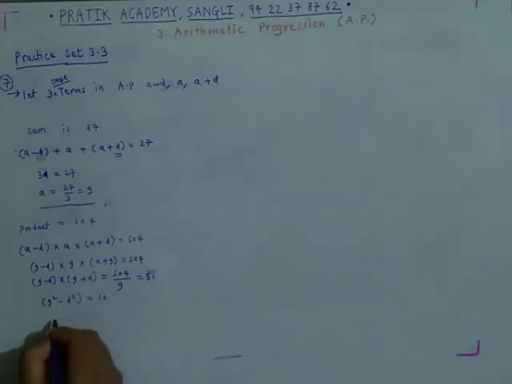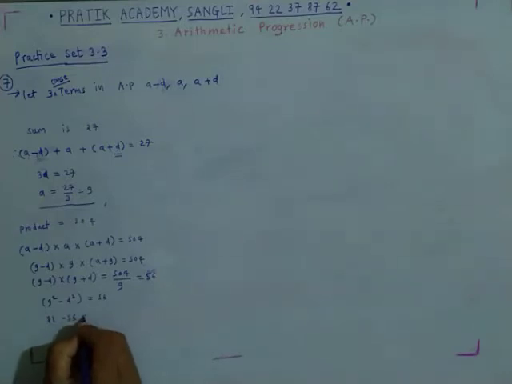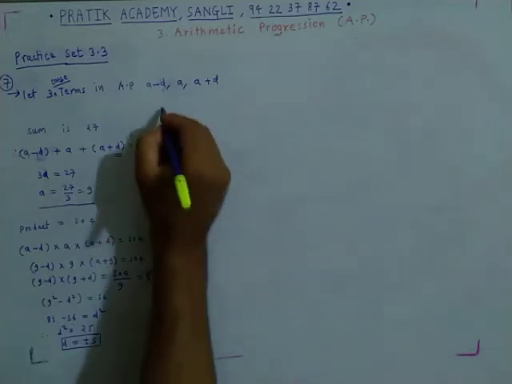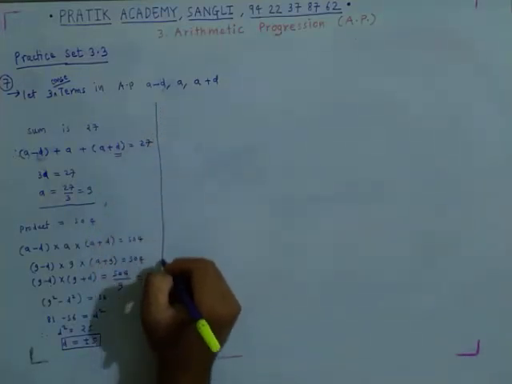Okay, so arranging terms, 9 square is 81 minus 56 is equal to d square. So d square is equal to 25. That means, by taking the square root, d is plus or minus 5. So d can be plus or minus.